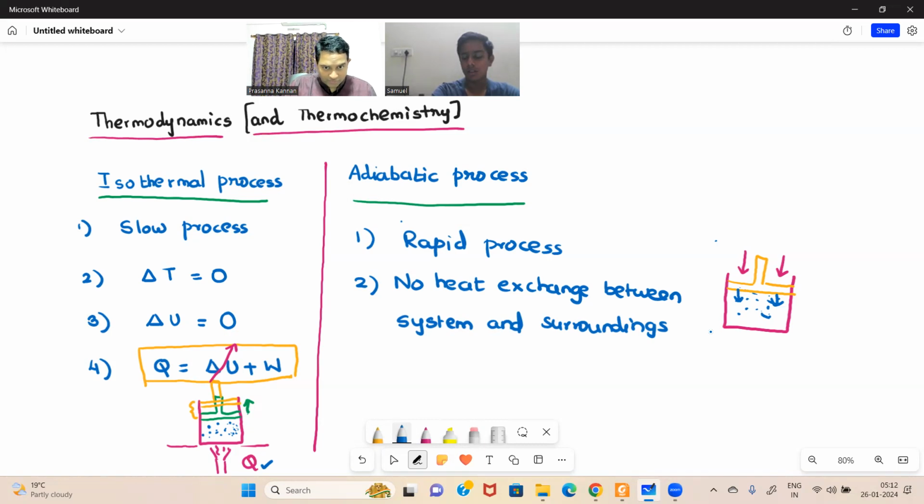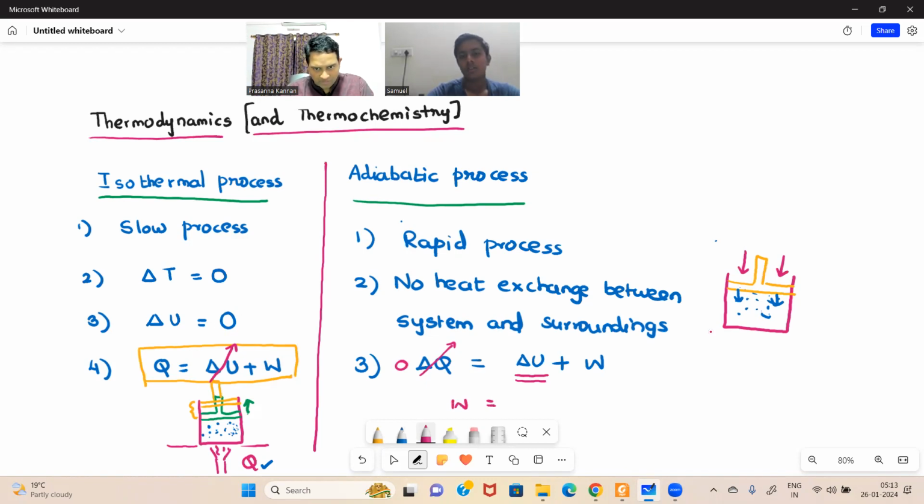So if you go by this equation, delta Q is equal to delta U plus work done. Here delta Q is 0. Why is delta Q 0? There is no change in heat. The extra heat that is generated is completely absorbed as what? Increase in internal energy. So this becomes 0.